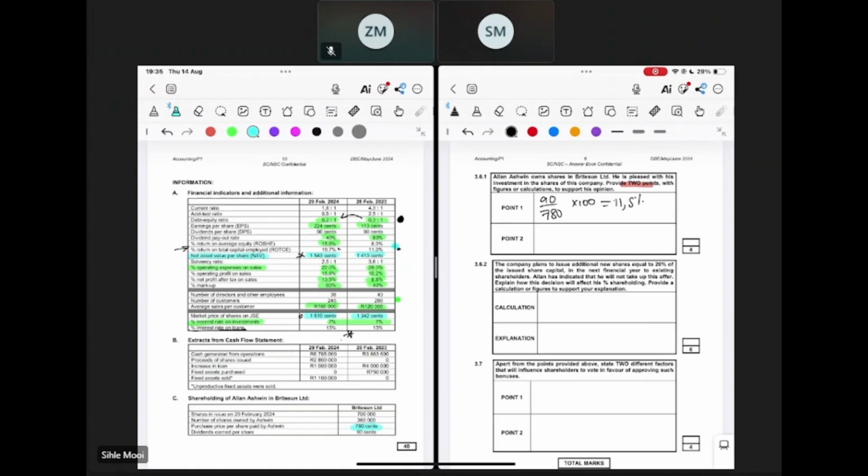So he's getting a return of 11.5%. And if you look at other investments we were shown, they are getting around 7%. So he's getting a good return from his investment. Now, another good thing is this. When he bought the shares, their value was 780, but now those shares are 1,610 cents. So if he were to decide to sell those shares, he would get more than what he has paid.